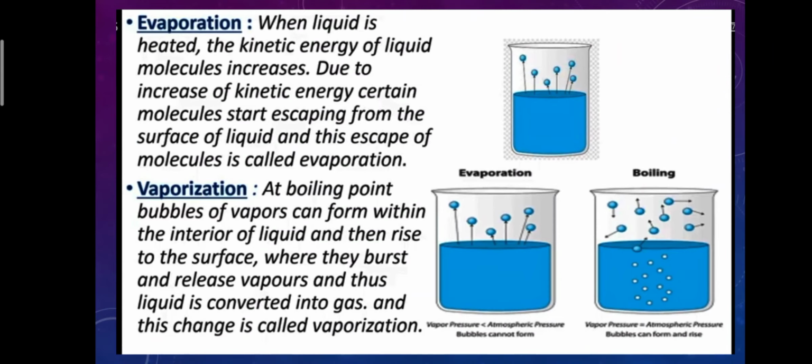Vaporization. At boiling point, bubbles of vapors can form within the interior of liquid and then rise to the surface, where they burst and release vapors, and thus liquid is converted into gas, and this change is called vaporization.